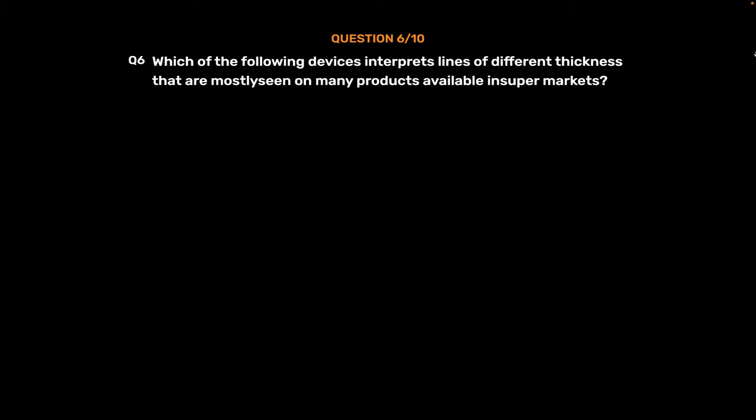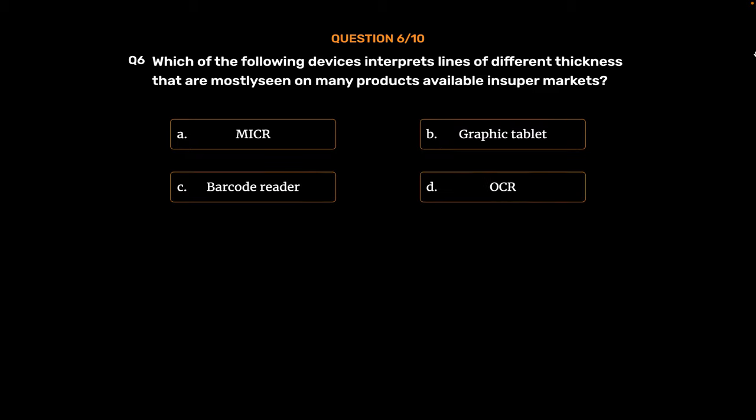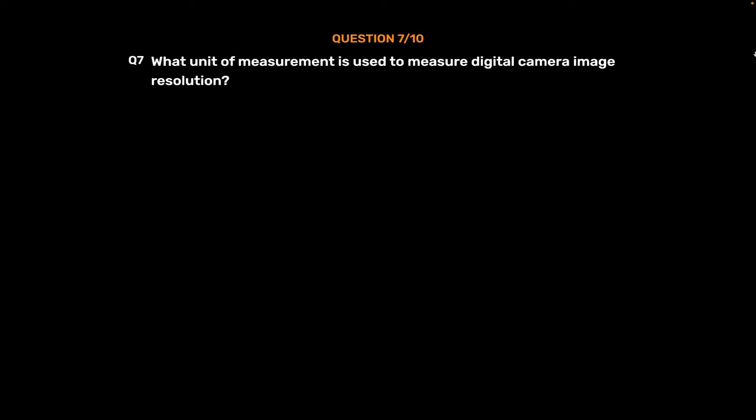Question number 6. Which of the following devices interprets lines of different thickness that are mostly seen on many products available in supermarkets? Option A. Maker. Option B. Graphic tablet. Option C. Barcode reader. Option D. OCR. The correct answer is Option C. Barcode reader.